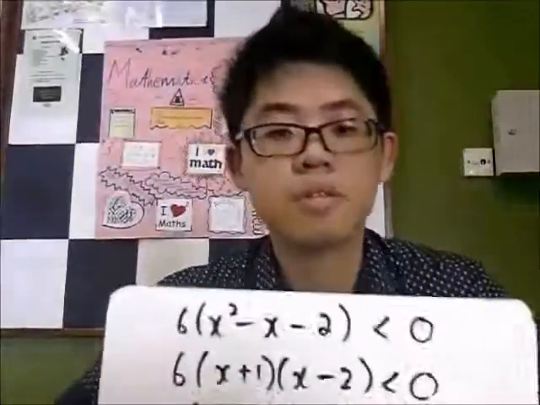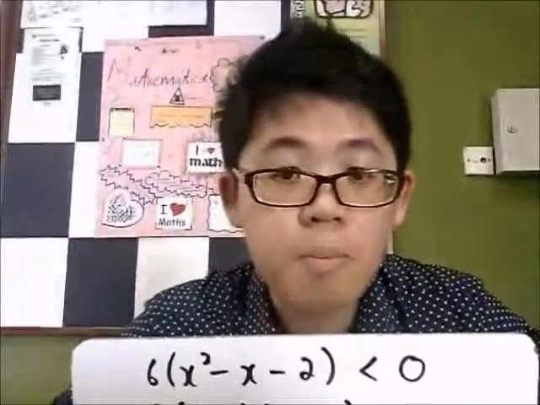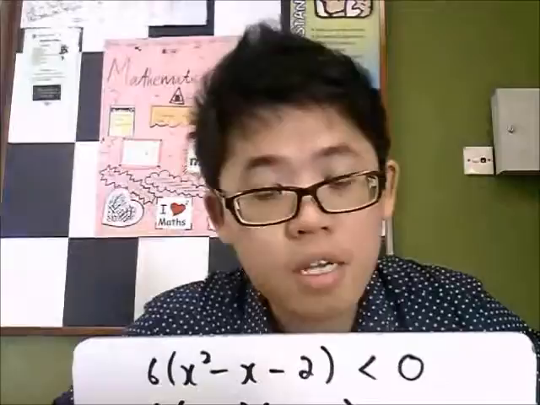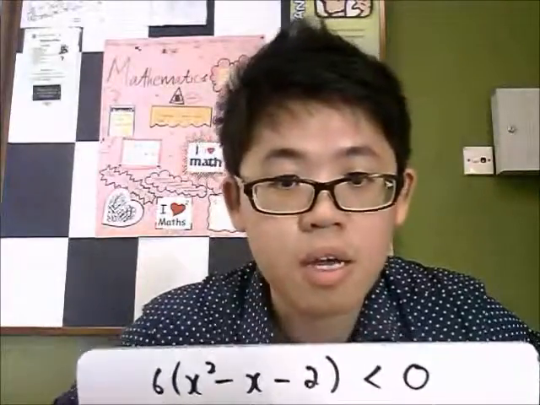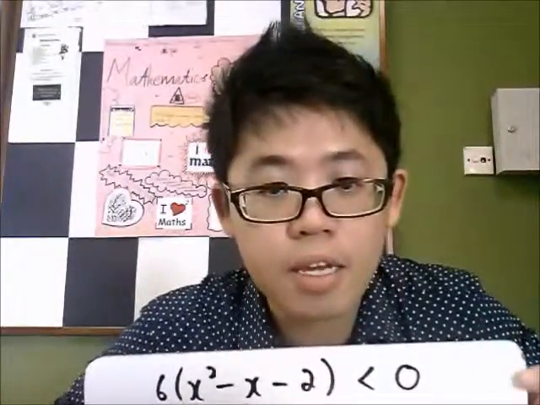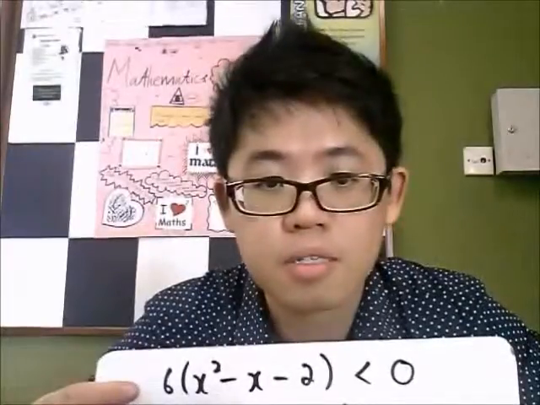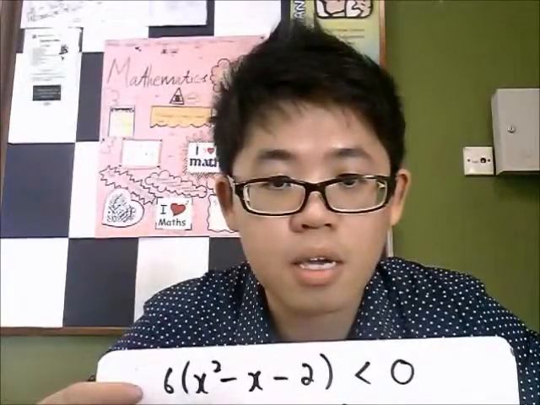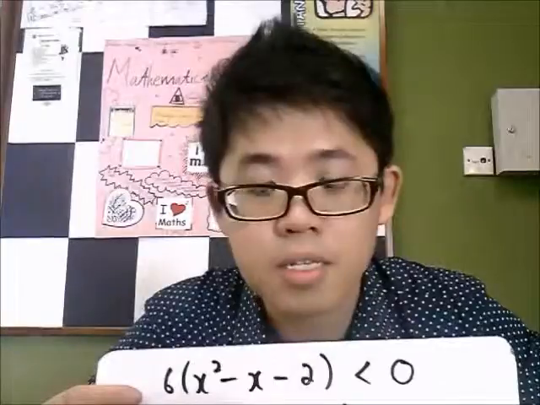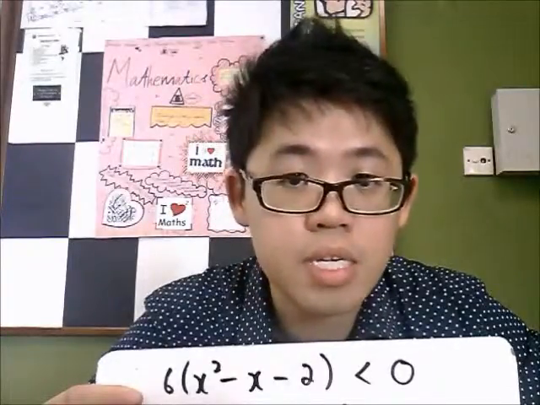Now the next step after working, of course, I'm going to do a simple factorizing or simplification. I notice that I can take out the 6. Once I take out the 6, I'm left with x squared minus x minus 2. So this one is pretty easy.